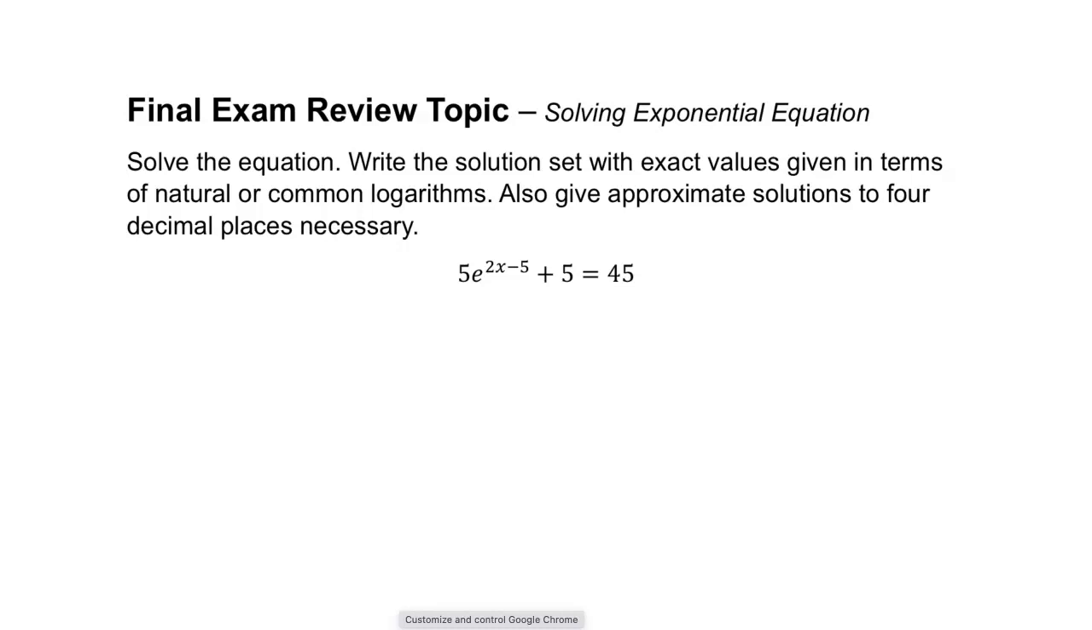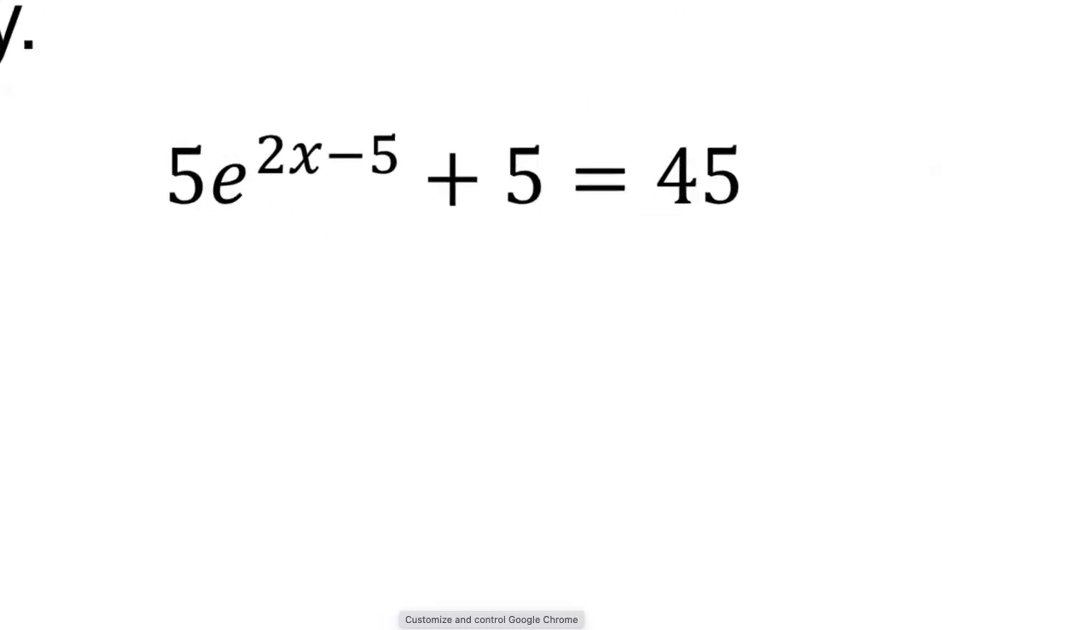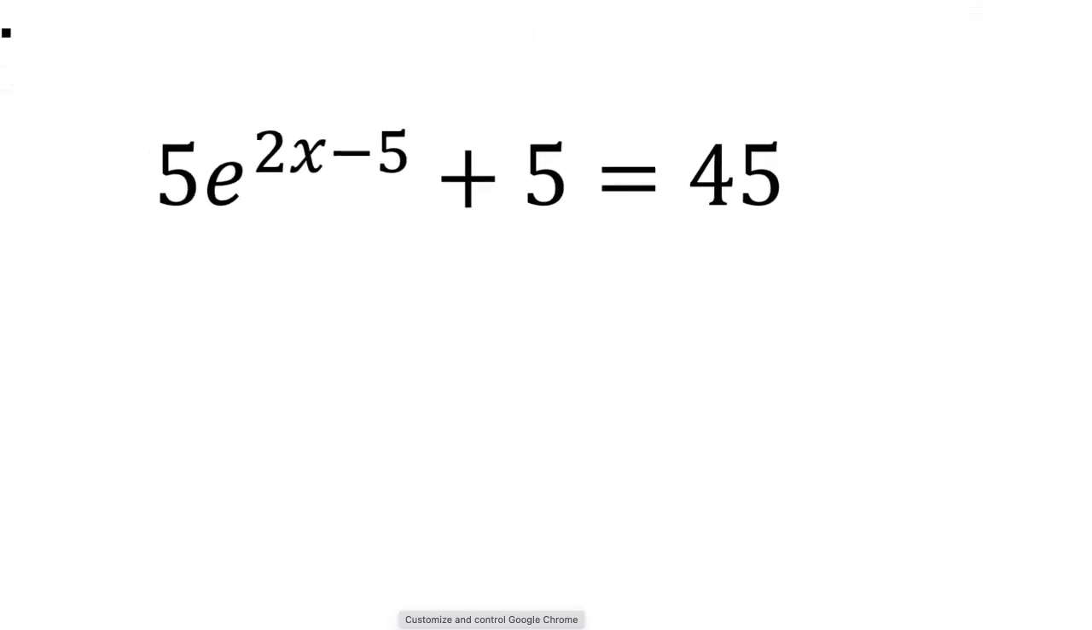This video is for Nova Online Math 161 final exam review, and the topic we're looking at is solving exponential equations. Solve the equation, write the solution set with exact values given in terms of natural or common logarithms. Also, give approximate solutions to 4 decimal places if necessary. So the equation that we're solving is 5 times e to the 2x minus 5th power plus 5 equals 45.